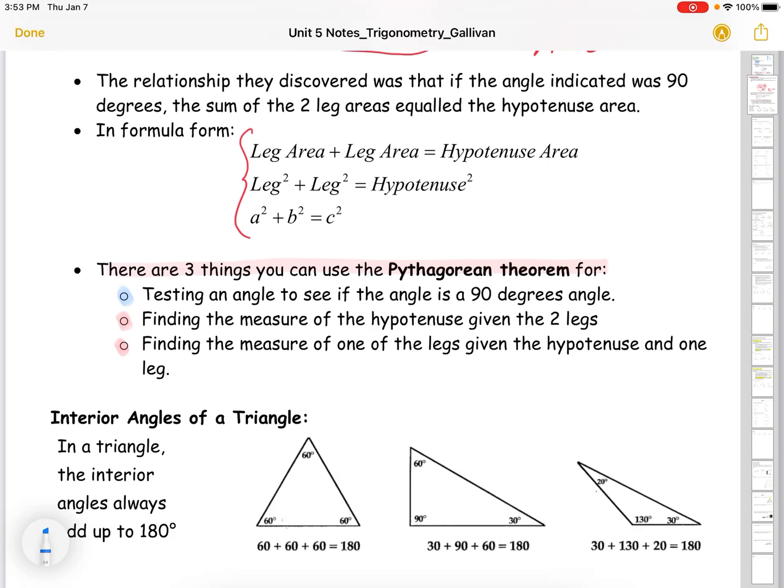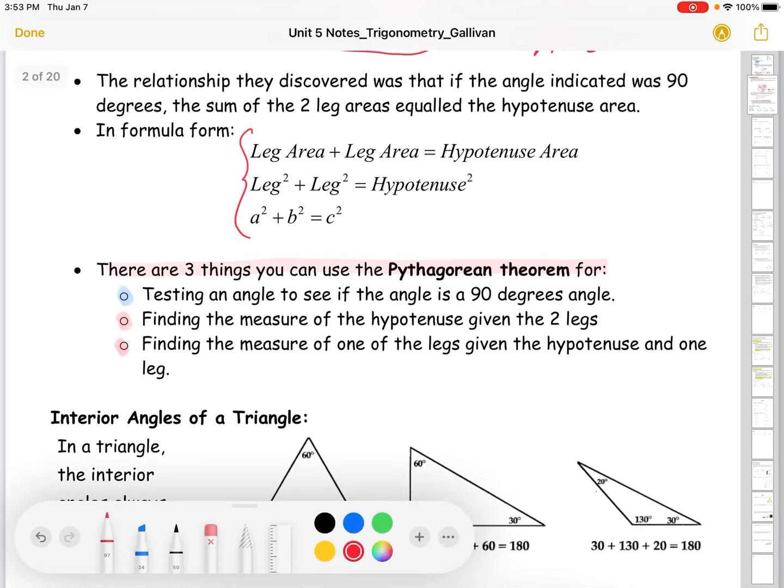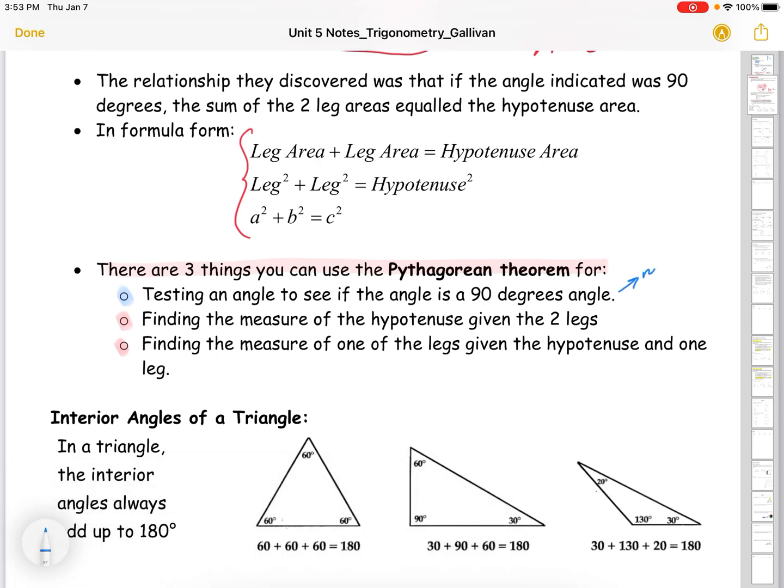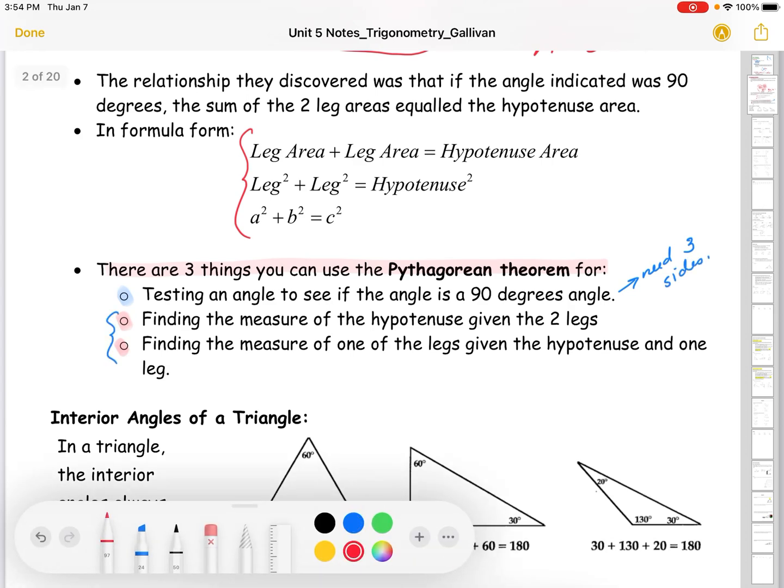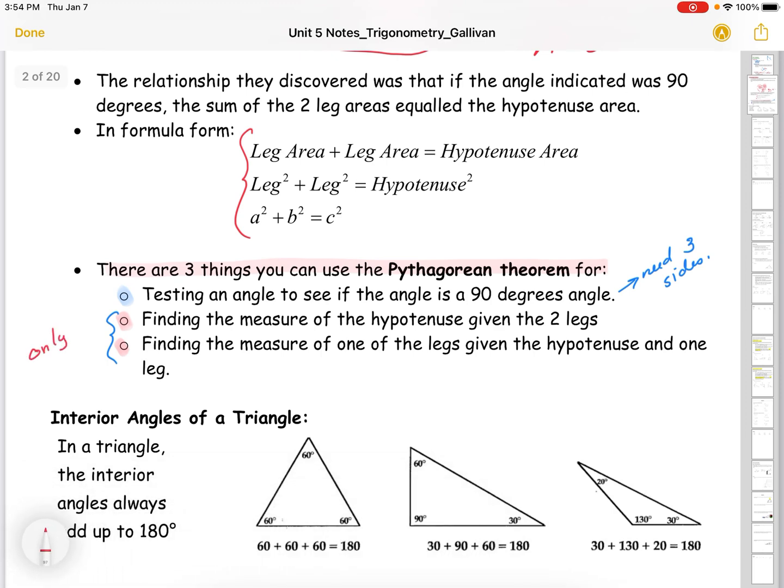Now, to test an angle, you're going to need three sides. For the other two, you only need two to find the third. We'll do some practice with those to see exactly what's going on.